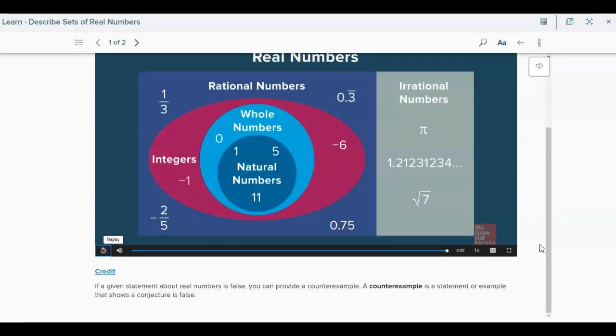So it's important to note, because you're going to be asked for several true-false statements. If a given statement about real numbers is false, you can provide a counterexample. A counterexample is a statement or example that shows a conjecture or a guess or a statement is false.